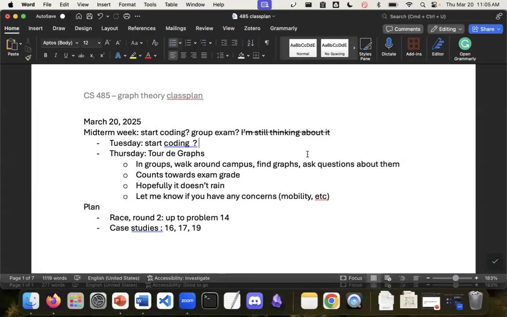Okay, so we've gone through most of the packet. There's a few problems at the end that are left, namely 16, 17, and 19. So we're just going to talk about how those work.